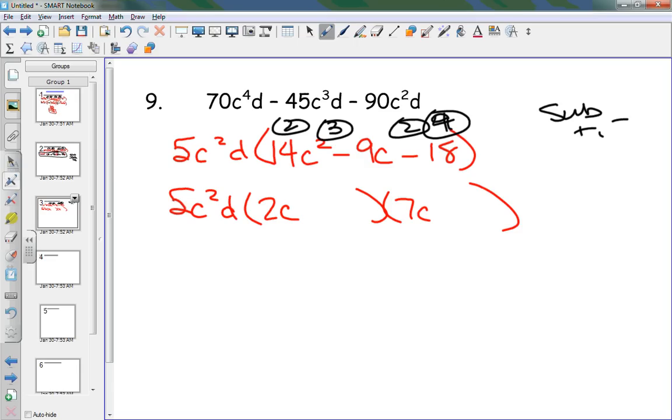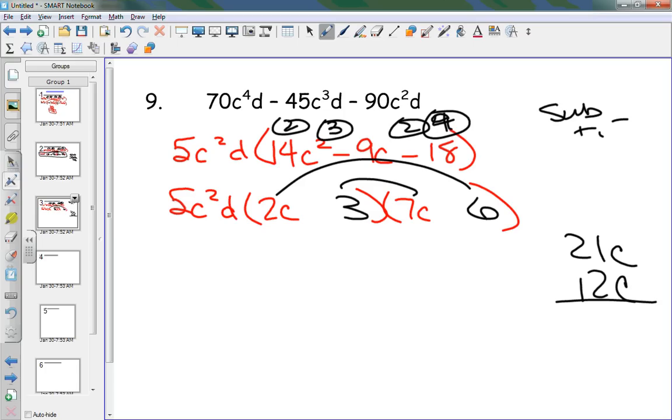So where am I going to put the 6? Put the 6 with the 7, put the 3 with the 2. Inner is going to give me 21c. Outer is going to give me 12c. And I need to subtract because my signs have to be opposite.